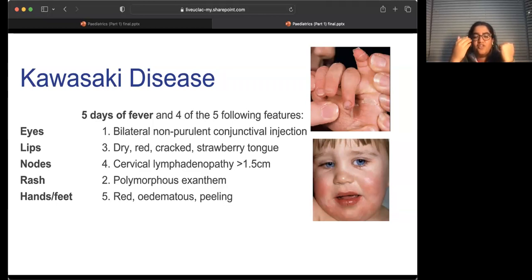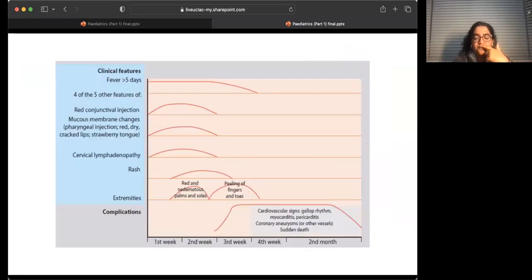And you can also remember dry lips as well associated with that, but I definitely didn't do that. And then H is for your hands and your feet. So these can often be red and swollen, and towards later stages, there can also be peeling of the skin, and that's sometimes called desquamation.